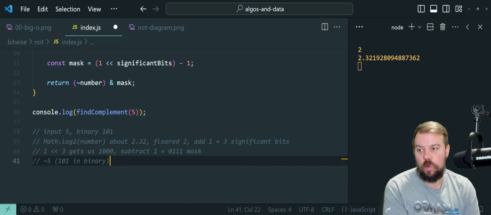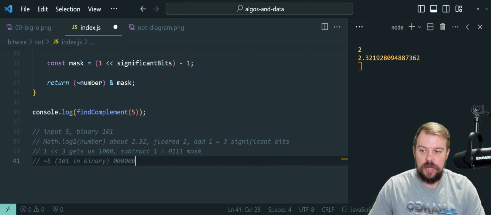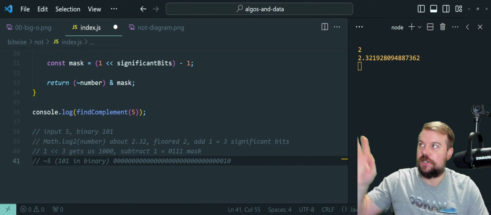So if we are thinking, okay, well, if it's actually storing 32 bits, right? I don't know if that's 32 or not.